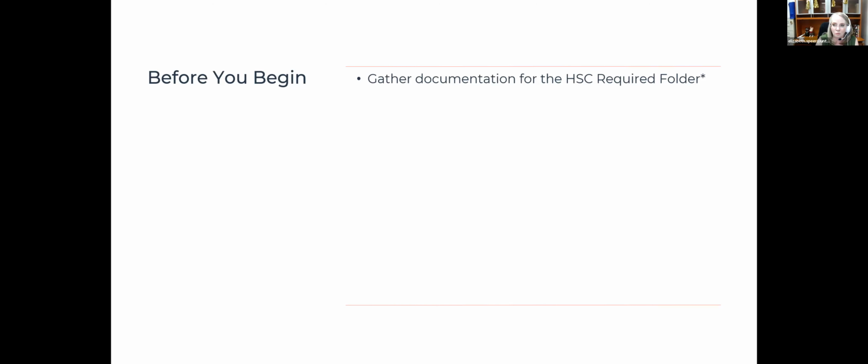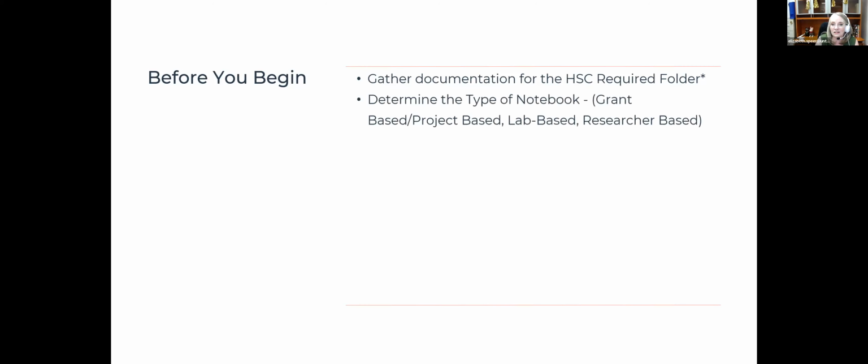Hopefully, those of you with Lab Archives have seen that you have a folder that you didn't create that has been given to everyone. There's information within that campus-wide folder that must be copied and sent to every notebook that is created that has to do with grants from now on. And I will cover what kind of information goes into that folder. You need to determine the type of your notebook. Most of our notebooks are going to be grant-based or project-based. Occasionally, we'll have a lab-based or an individual researcher-based notebook.